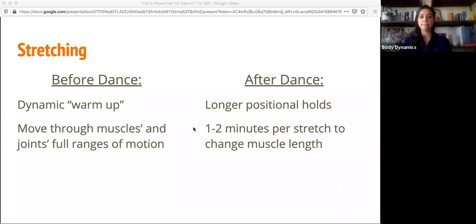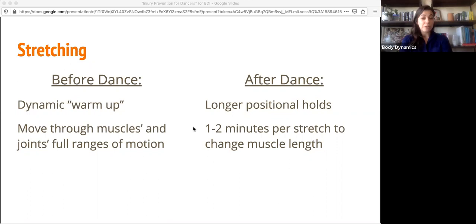So instead, I'd recommend trying a dynamic warm-up, which is just moving through the range of motion of every muscle without holding at the end range. It would also be important to emphasize exercises that are aimed to sort of wake up, facilitate key muscle groups. So making sure that your abs are on, your glutes are on, your deep rotators for turnout, running through some balance and control exercises rather than just purely stretching before dancing.